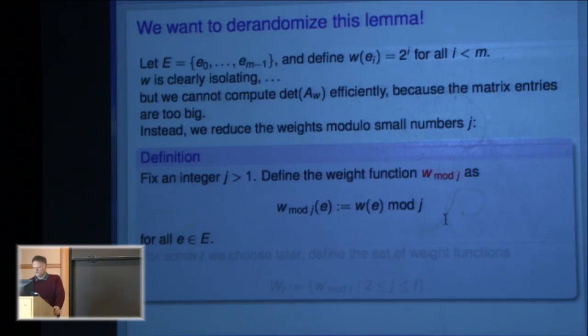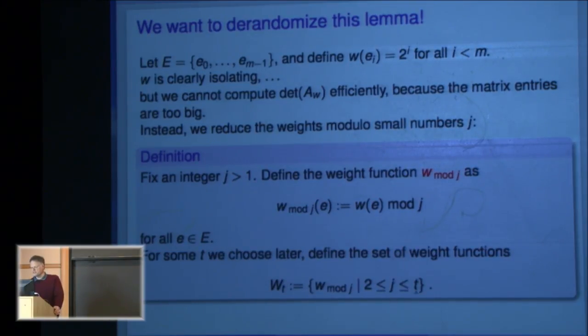So we collect these together. We take j's, all possible moduli, from 2 up to some number t, which we'll choose later. And we get a set of weight functions out of that, and I'll call that capital W sub t. So this is just a set of weight functions. They're not too big, and there are t many of them, or I guess t minus 1. Yes, t is going to be polynomial in n. In fact, t is going to be n to the sixth.